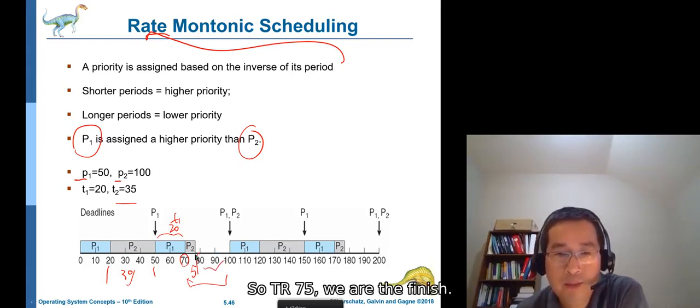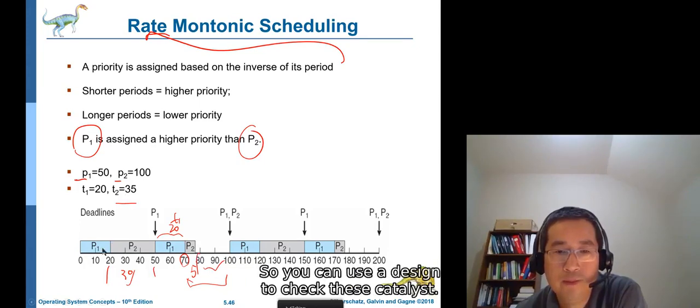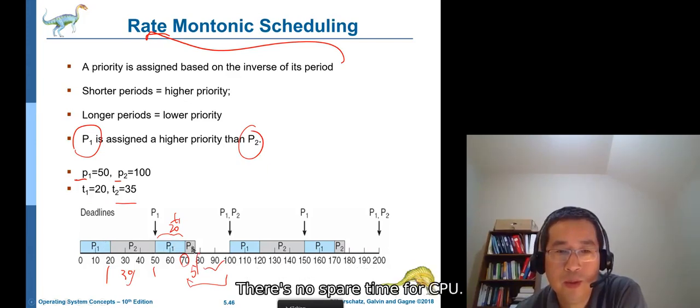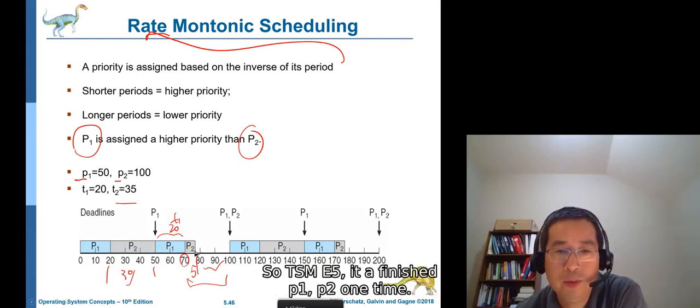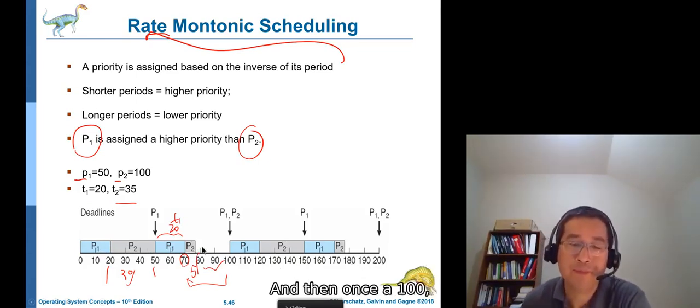So till 75, we have already finished each one at least one time. We finish P1 twice, so it's 40, and P2 one time. 40 plus 35 is 75. So you can use this to check its characteristics. It's 75 because you keep running, there's no spare time for the CPU. So till 75, it finishes P1 twice and P2 one time.